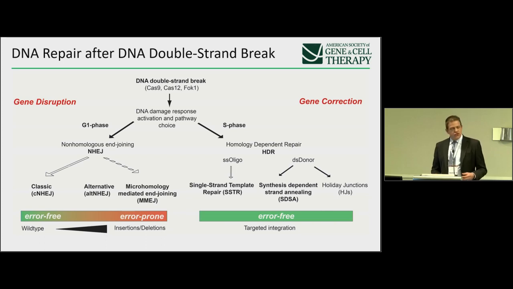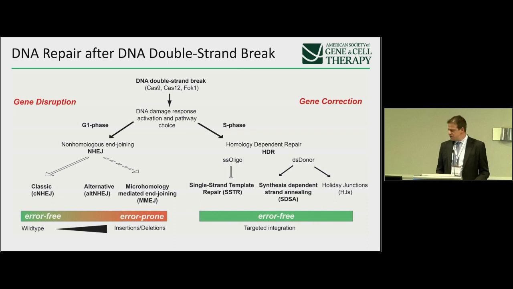Apart from the classic end joining, you usually get other repair proteins involved. Some of them are error-prone, like alternative end joining, but there's also microhomology end joining, which uses about 5 nucleotides to eliminate the sequence in between. For homology-dependent repair, you usually provide either a single-stranded oligo, which integrates by single-strand template repair, or a double-strand donor, which is your classic gene replacement. This usually happens through synthesis-dependent strand annealing. The Holliday junctions probably don't play a big role.